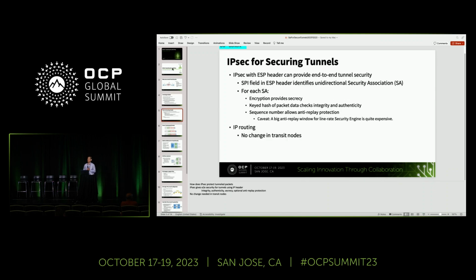So what does IPsec bring to a tunnel? So basically, how does it work? So the packet is protected using encryption for secrecy and using a hashed value key to the secret key for checking integrity and authenticity. Also, it has a sequence number which can be used to check anti-replay. Basically, it's anti-replay protection.